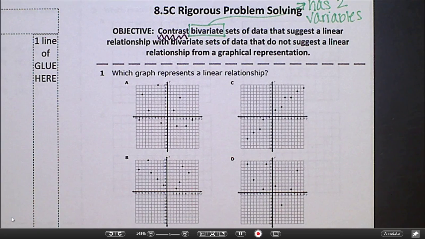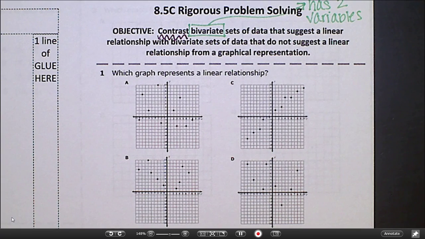So we're contrasting these sets of data to see which ones have a linear relationship and which ones do not have a linear relationship. That's it. Again, we're not dealing with proportions because these are not exact lines that start at the origin and go to the right and up at the exact same rate every single time, but they are generally linear, or they're generally not linear. So that's what we're going to figure out.